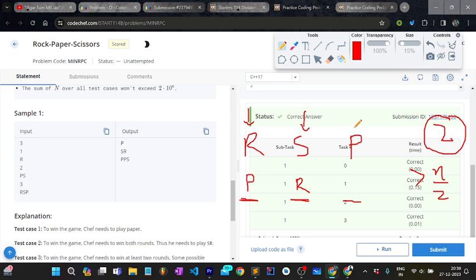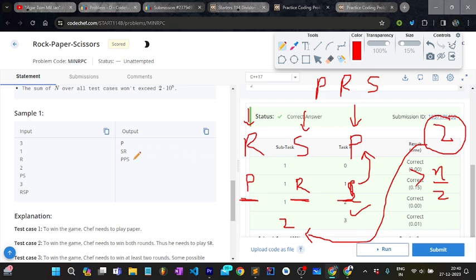And here Shefina has played R, and till this point we have scored 2, which is the required score, as you can see. So no matter what we play at this position, that doesn't matter to us now, because we have already scored the required score. So we can put either P, R or S here, whatever it is. But if chef wants to win, he has to play S here, because scissor is going to defeat paper. Okay, but this is one possible answer to score at least 2, which is P, R and S.